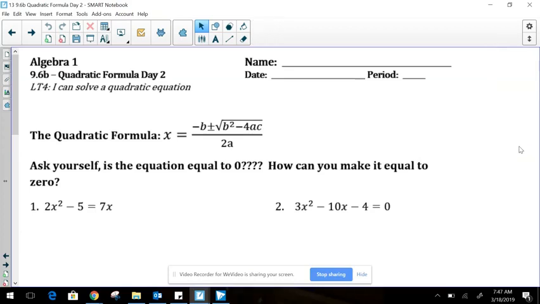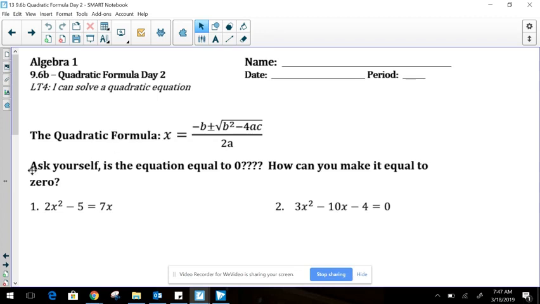Hi there. Today we are going to be solving the quadratic formula. This is day 2 of what we did yesterday. So you can see here on the top, this is my quadratic formula: negative b plus or minus square root b squared minus 4 times a times c, all over 2a.